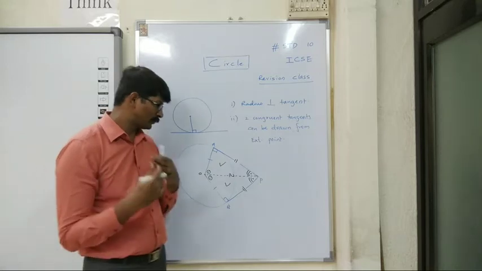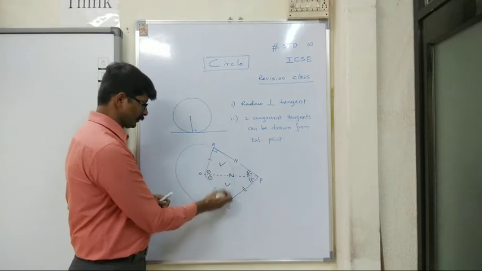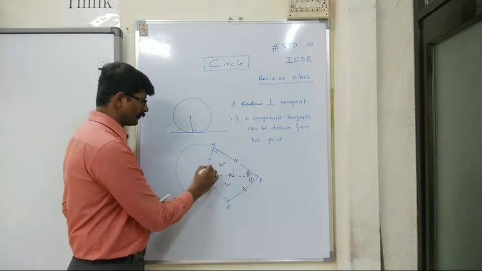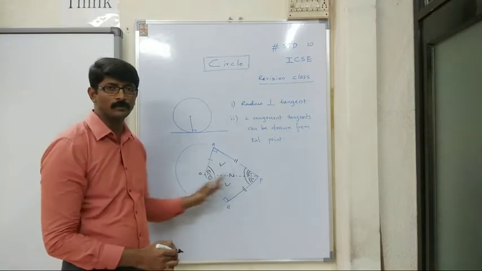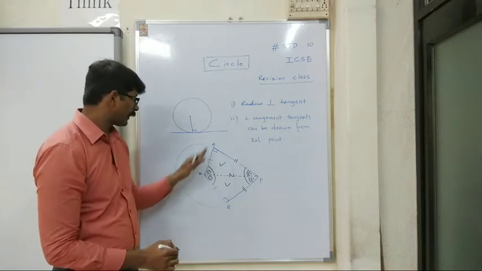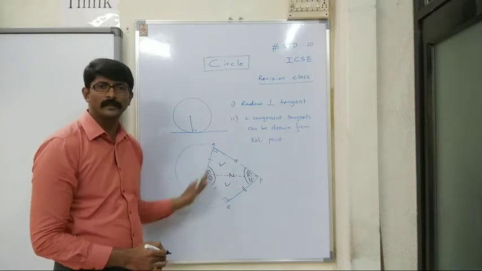And the third thing which is important: if these two are 90 degrees, then even these two will be adding up to 180 degrees. So quadrilateral AOBP is supposed to be a cyclic quadrilateral.